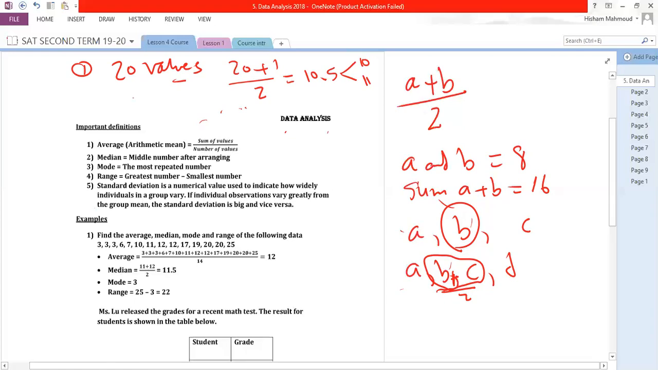So what if there are 19 values only? What's the meaning of 19 values? For example, I make 19 students stand at the front of me and arrange them by their scores in the test. I want to ask the student in the middle. So 19 plus 1 divided by 2. So in both cases, I'm adding 1 and dividing by 2.